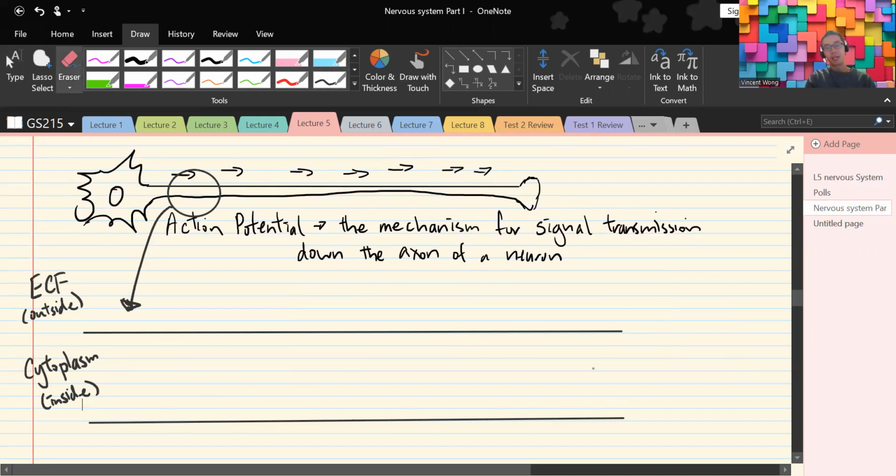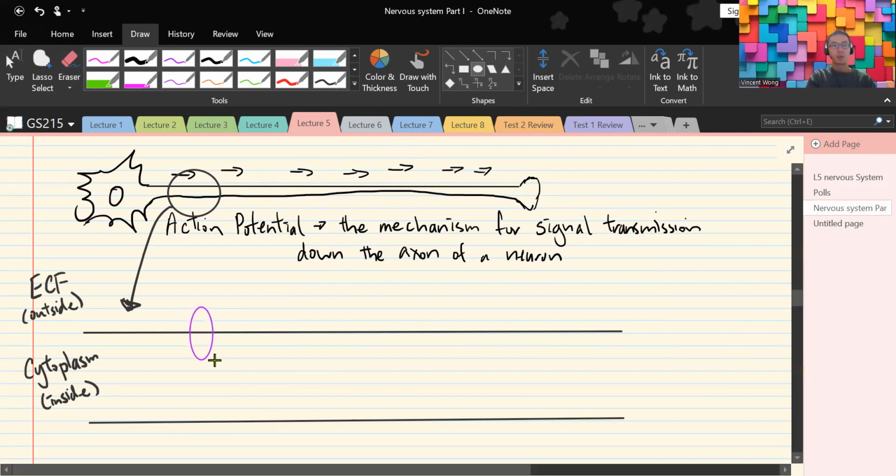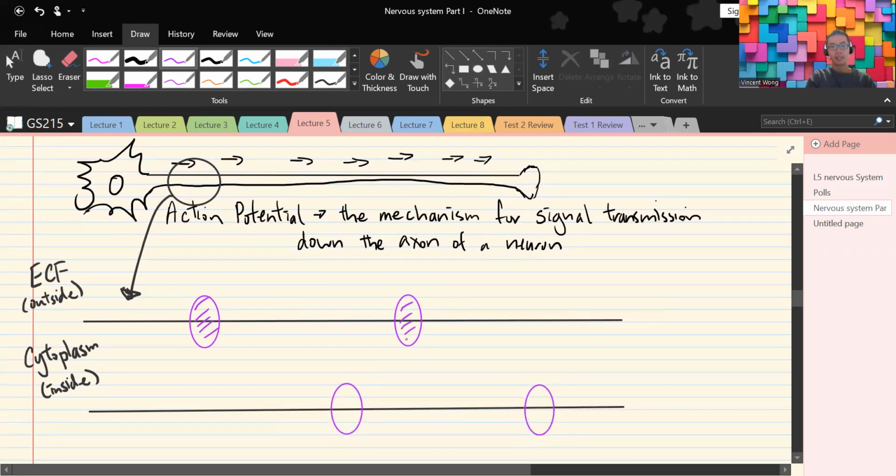Along the cell membrane of the neuron, you will have various membrane proteins. The ones that we are interested in are these purple ones that I'm drawing. You would have quite a few of them, and they are called sodium potassium pumps.